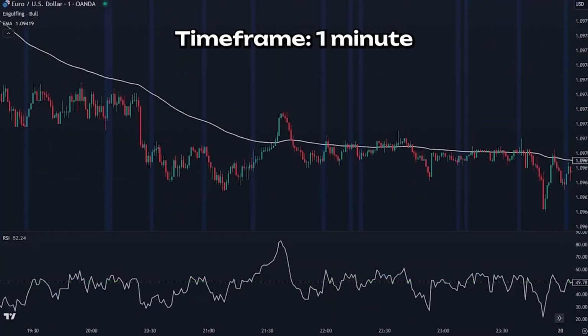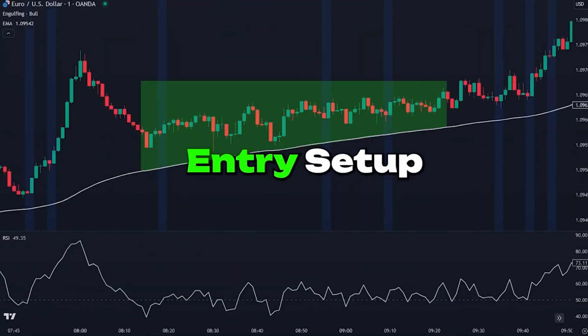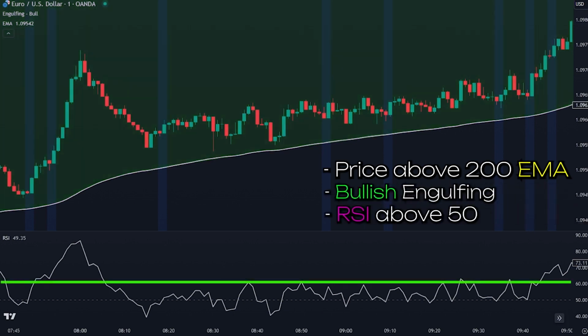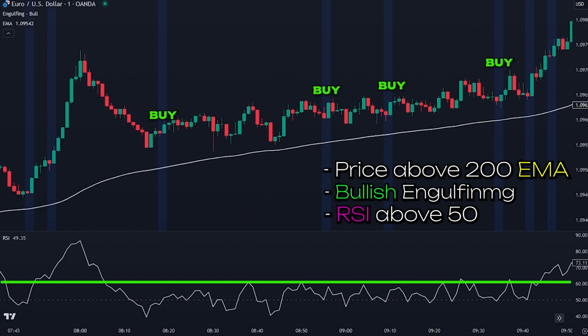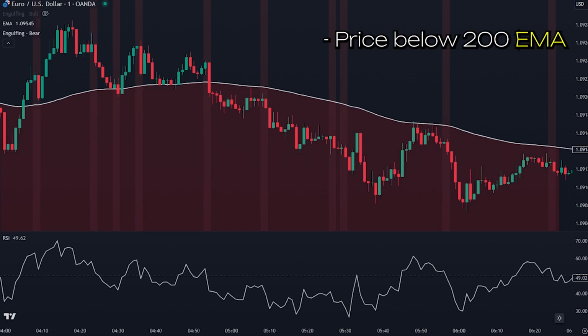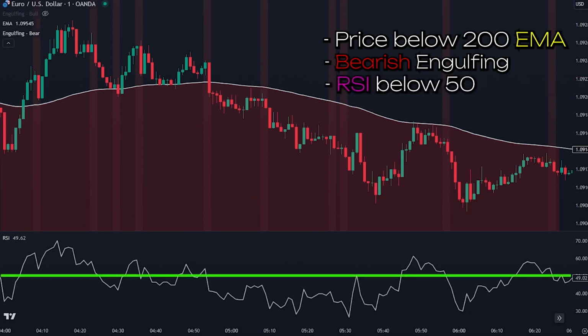Next, we're gonna be using the 1-minute time frame. For your entry setup, if the price is above the 200 EMA while a candle displays a bullish engulfing pattern and the RSI is above the 50 line, initiate a buy position. Similarly, for a short position, if the price is below the 200 EMA while a candle exhibits a bearish engulfing pattern and the RSI is below the 50 line, initiate a sell position.